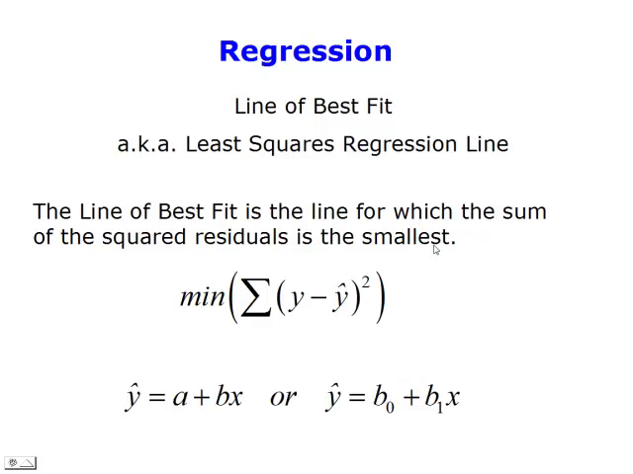What we're going to do is take these distances, these residuals, square them and add them up. After we've added them up, we're going to find the one that gives us the smallest or the least amount of squares. This is also known as the least squares regression line, as well as the line of best fit. So the line of best fit is the line for which the sum of the squared residuals is the smallest. And you're going to write this line as y hat equals a plus bx, or you'll also see it written as y hat equals b sub 0 plus b sub 1 x.